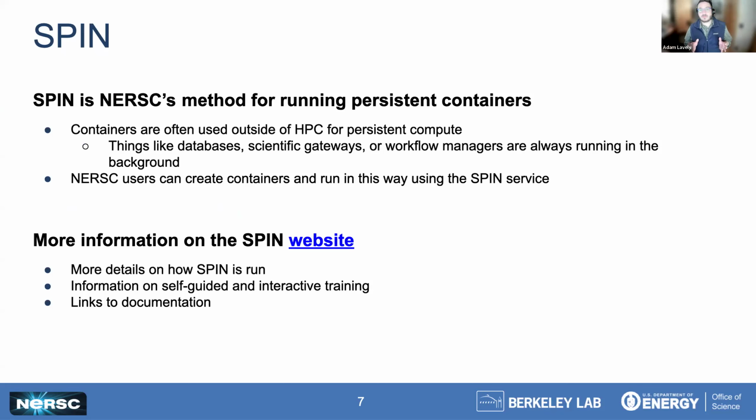Okay, so everything that we've talked about so far is running a container that I spin up, I do something, and I spin it back down. A lot of containers aren't running that way. So outside of HPC, a lot of containers are what we call persistent containers, things that are always running. Things like databases or workflow managers. And NERSC has a way of doing that.